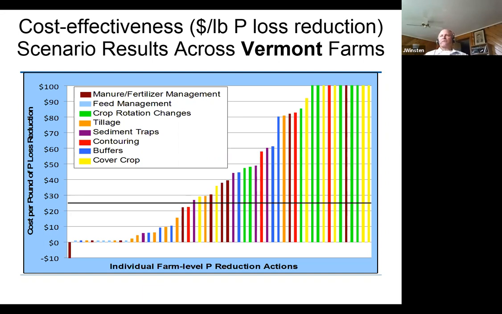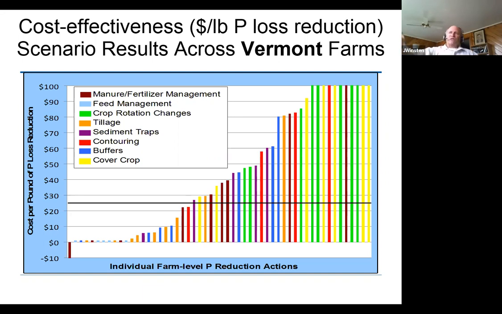Some other things I want to say about this graph is that you can see that we truncated it at the $100 per pound level. And the reason we did that is, one, because above $100, well, we're getting into an area that's just maybe not cost effective enough.